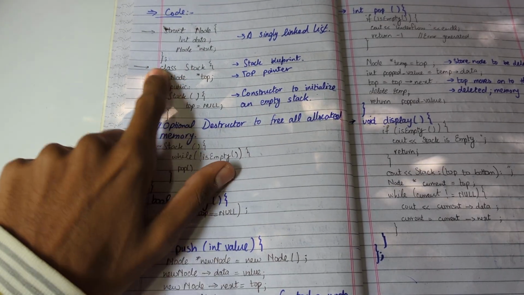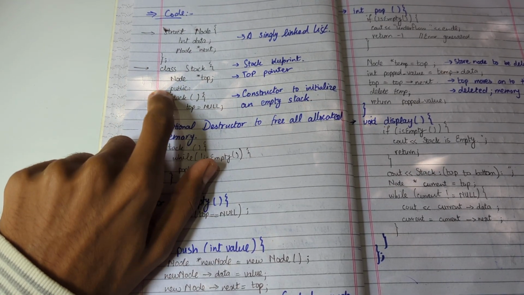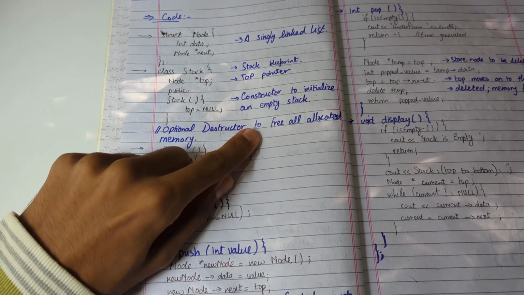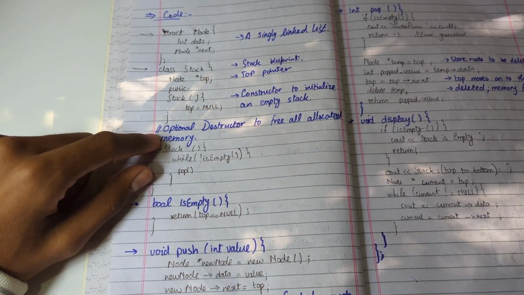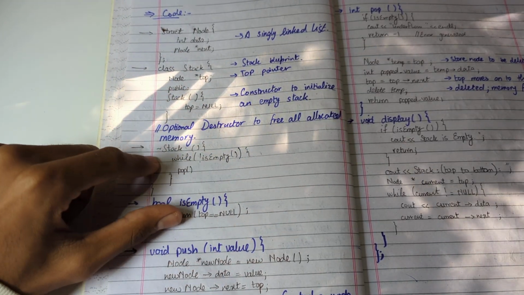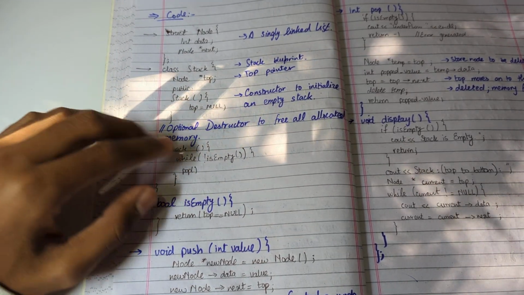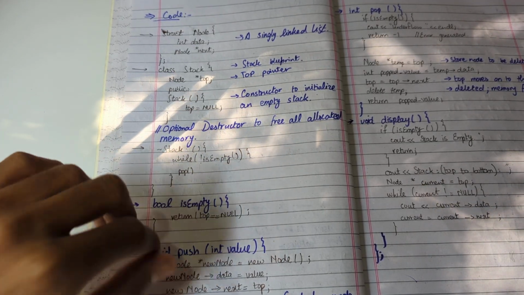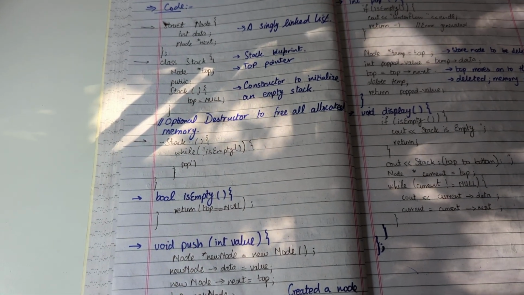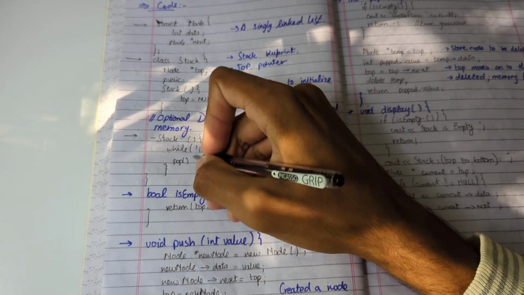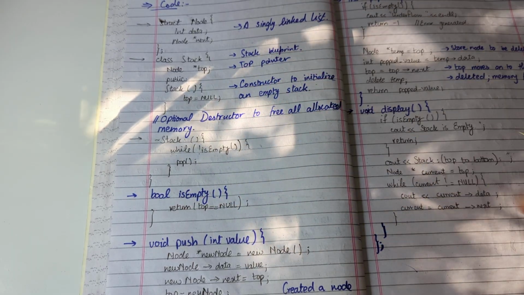As a class is private, we're going to make a public constructor, which is going to initialize an empty stack. Then, it's optional, but we can add a destructor to free all the allocated memory. This destructor, called stack again, says while it's not empty, we pop the whole stack. Hold up, it's missing something over here. Let's just fix this real quick. Okay.